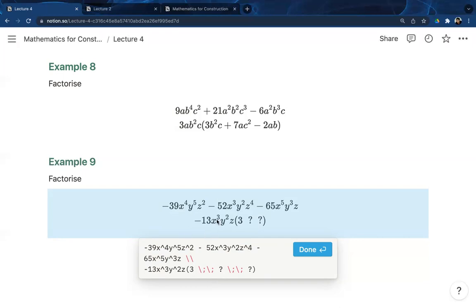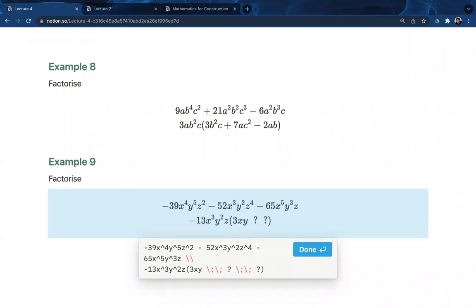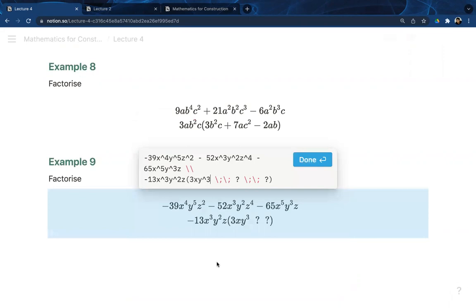I have 3 x's, but I need 1 more. So that's x. I need 5 y's, but I have 2. So I need a y cubed here. I need 2 z's, but I have 1 z. So I'll put a z. Okay. This one is positive 4.